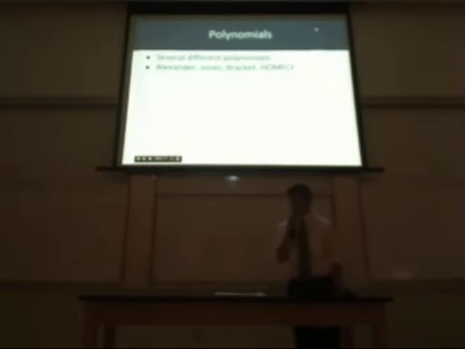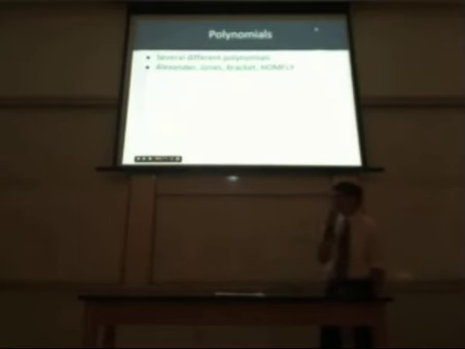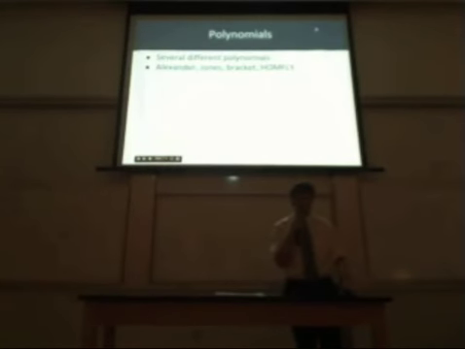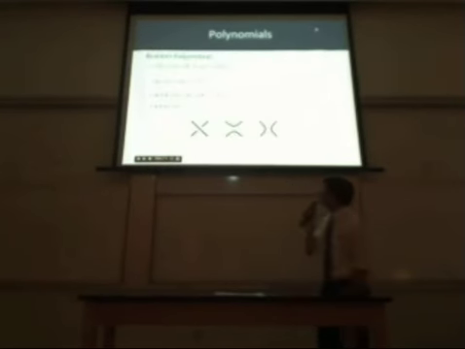What I looked into is the invariant that mathematicians call the polynomial. These are derived in several different ways, and there are several different polynomials. The most popular ones are the Alexander, the Jones, the Bracket, and the HOMFLY. HOMFLY is an acronym. And this is a basic derivation of how you get the Bracket polynomial.